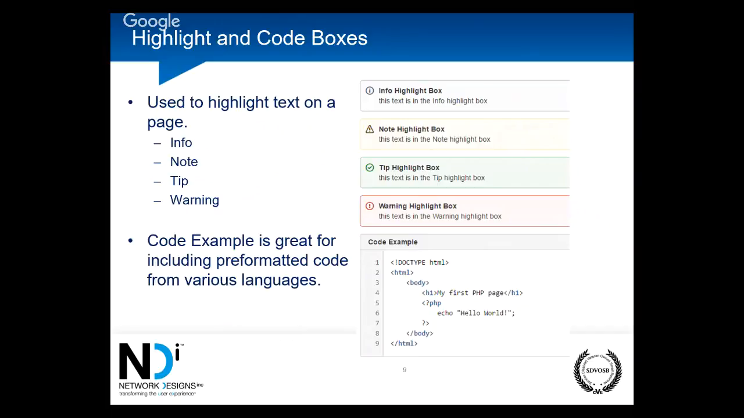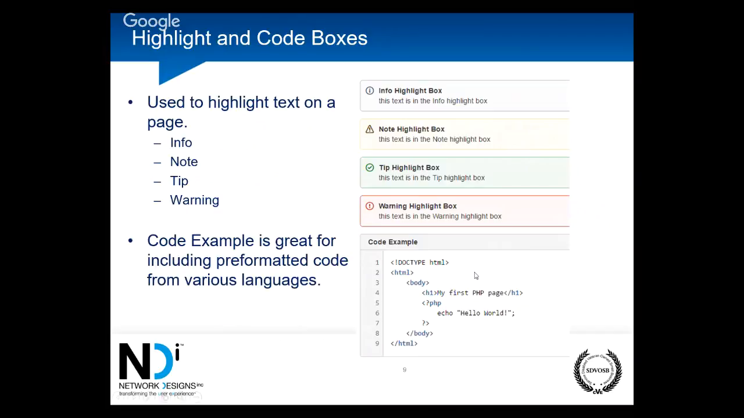And then code example is the one that allows you to have actual physical code and put it into your Confluence page without it being rendered by the Confluence engine or by the browser. It puts it in a pre-formatted area so that it doesn't get rendered, which is very helpful.